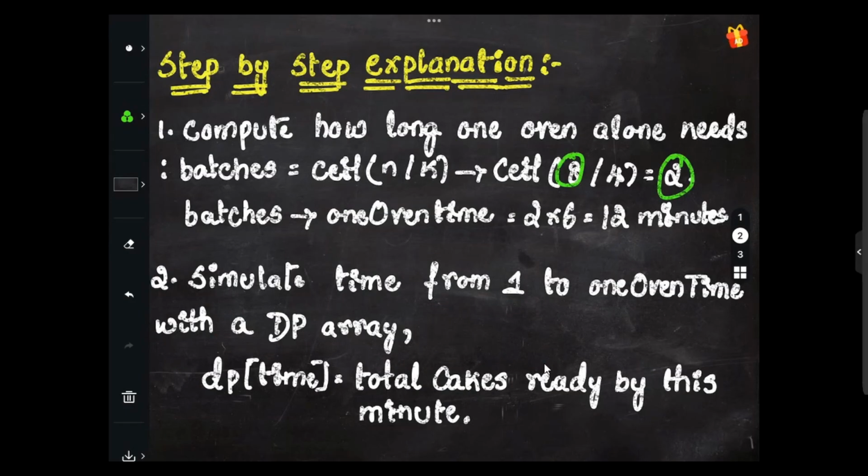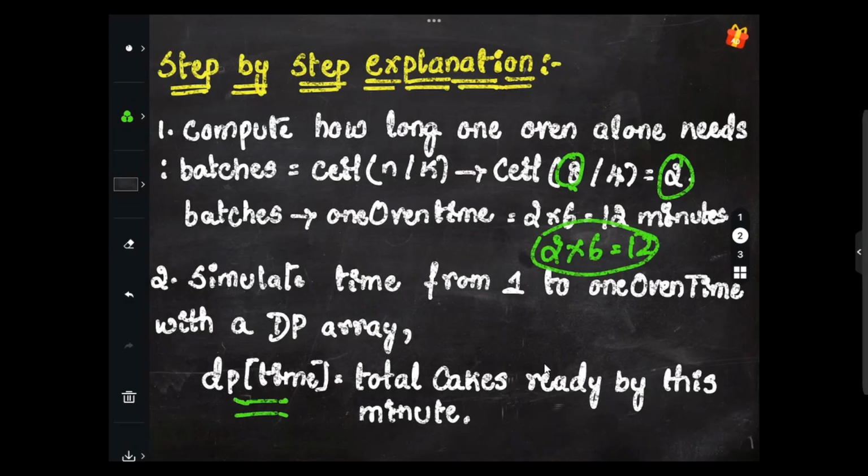The next element we have here is 2 into 6. What we will do is, batches equals one-oven time, so this will be equivalent to 2 into 6, that is equivalent to 12 minutes, right? Let's simulate the time from 1 to one-oven time with a DP array.